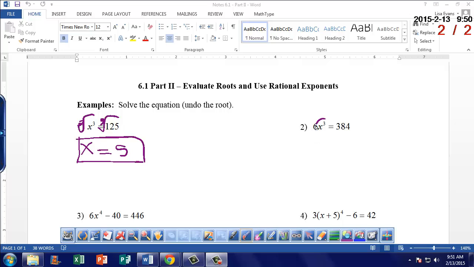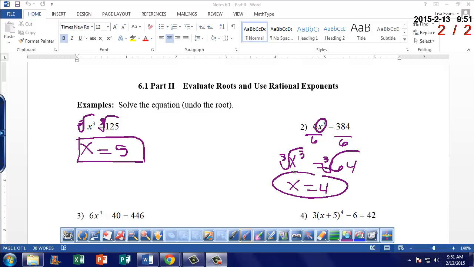Okay, this problem I need to isolate my cube, so I'm going to go ahead and divide both sides by 6. Once I divide both sides by 6, I get 64. Then I'm going to cube root both sides. So again, how am I doing this? Because I know 4 to the third power is 64. So what I'm asking myself is what number times itself again is going to give me 64, and that's 4. Again, you don't need a plus or minus.